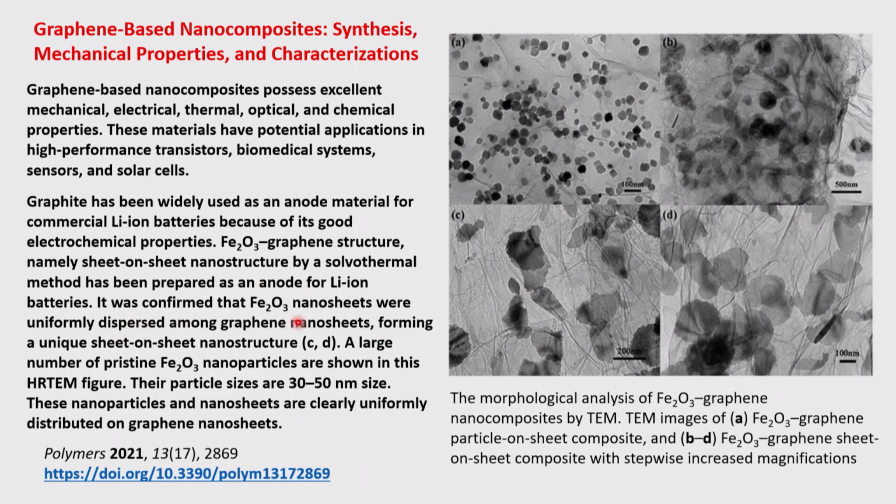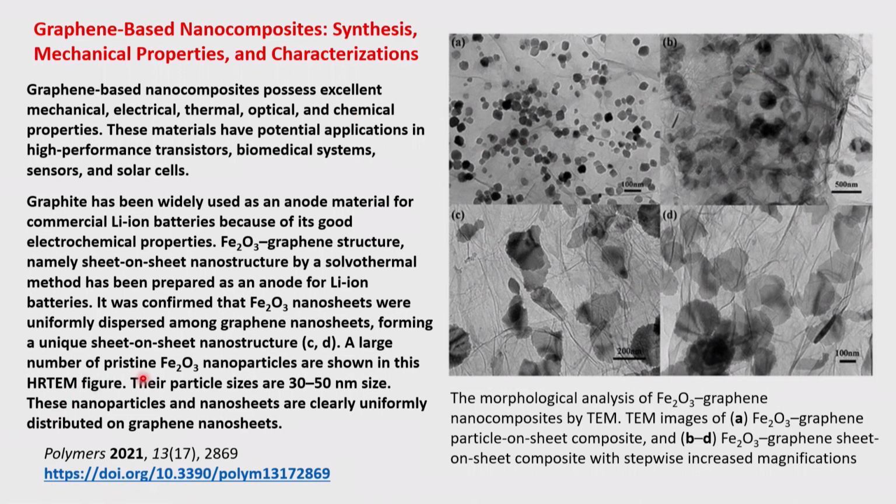So it was confirmed that Fe2O3 nanosheets were uniformly dispersed, as you can see, among graphene nanosheets, forming a unique sheet-on-sheet structure. You can see here, this is just a single sheet, but here the sheets got folded, sheet on sheet, which is what they refer to as the sheet structure. That means your nanoparticles really got embedded into that.